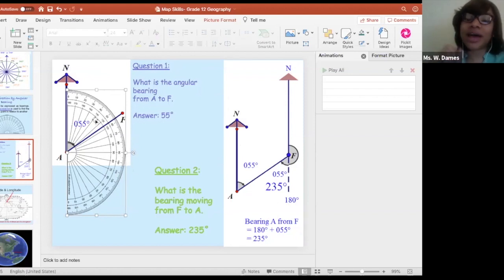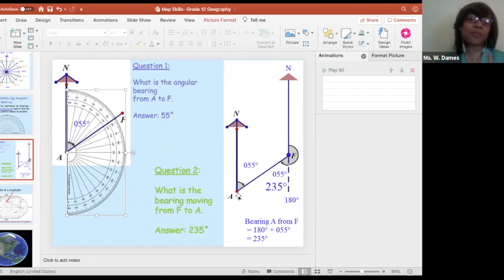So we have another angle on our right-hand side. This one's a little bit more tricky, and I'm going to tell you why. If you look at this angle, first of all, the angle is asking you, what is the bearing? So they switch it. It's not from A to F anymore, it's now from F to A. So this is the first angle that you did here, the 55-degree angle. Now they want you to find the degrees from F to A.